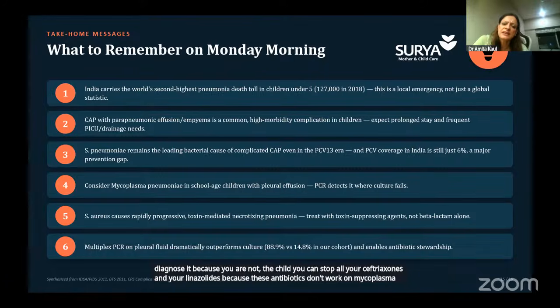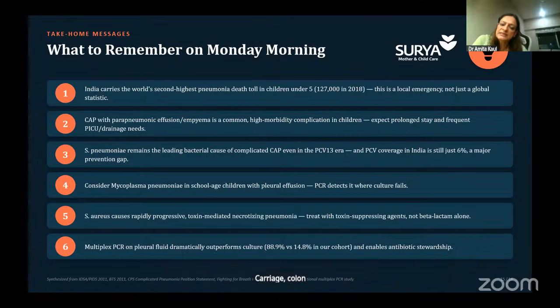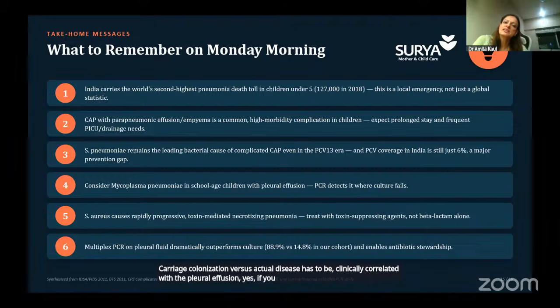Staph aureus teaching lesson is that it's rapidly progressive. You have to do source control rapidly, look for metastatic lesions rapidly, and multiplex PCRs are there to help you. You have to use the PCRs clinically. Nasal PCRs for viruses are very diagnostic, but for bacteria, carriage, colonization versus actual disease has to be clinically correlated. With the pleural effusion, yes, if you have a sterile fluid and the PCR is positive, definitely the bug is there.